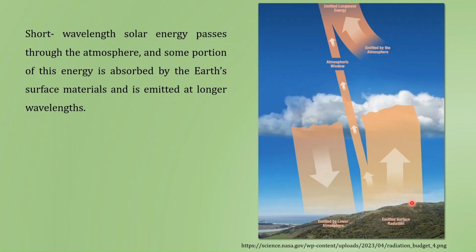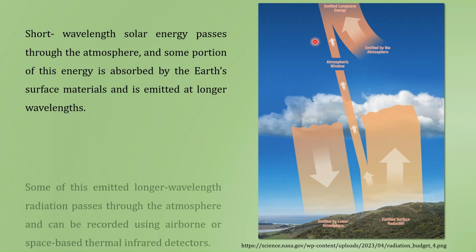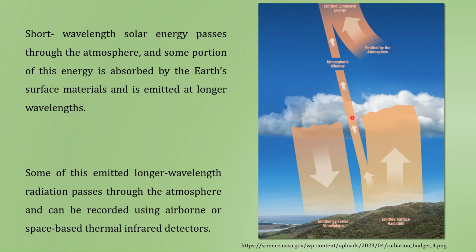wavelength. Now this long wave emitted radiation may get absorbed by the greenhouse gases in the atmosphere, and the energy which is absorbed in the atmosphere may get re-radiated back towards the earth surface, or it can be emitted towards the space. So some of this emitted longer wavelength radiation which passes through the atmosphere can be recorded using either the airborne or space based thermal infrared detectors.